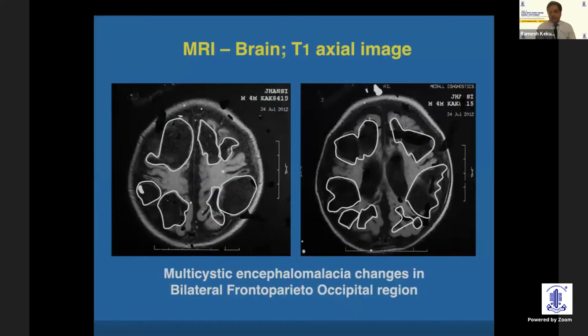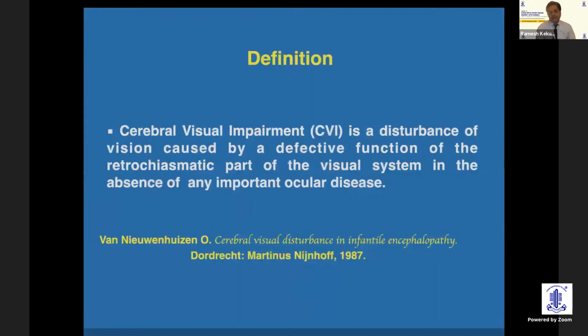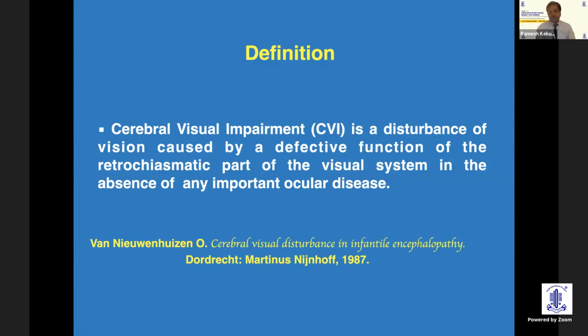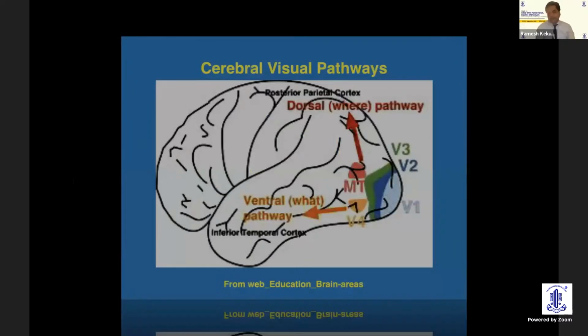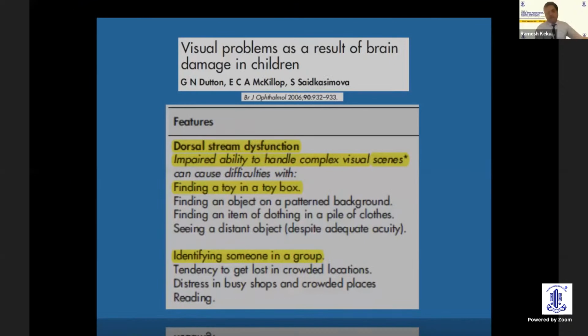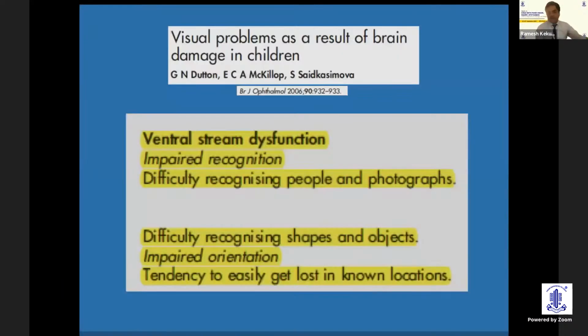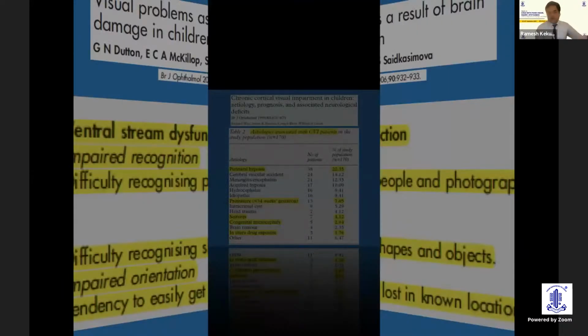I'm just going to show some of the images because these are all the possible things what you see in cerebral visual impairment. Disturbance of vision caused by defective function of retrochiasmatic part of visual system in the absence of important ocular disease. Again, I will not go into the details of CVI. This is another talk, but you should know what is ventral and what is dorsal. Where is the problem in the dorsal as well as in the ventral?